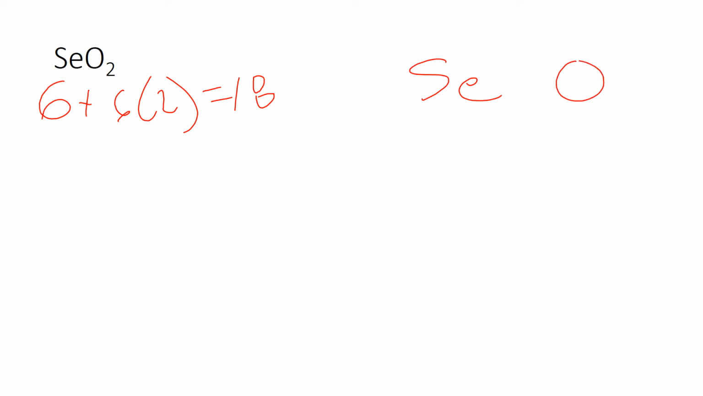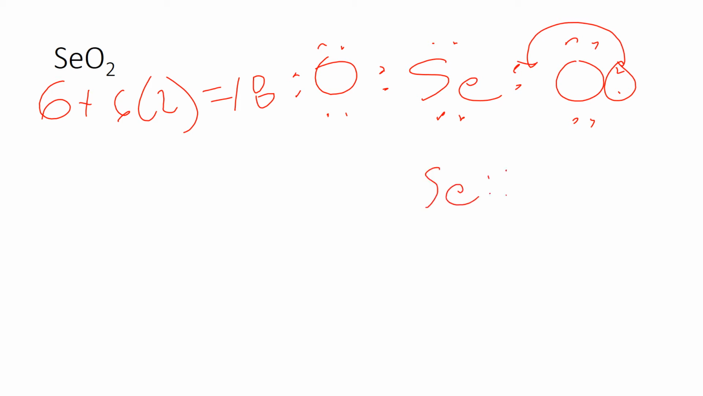Selenium's the less electronegative, we'll put that right there. So let's just do it. 2, 4, 6, 8, 10, 12, 14, 16, 18, and 20. So that's not going to work. So let's take this one right here and move it right there. So essentially what we're going to have is a double bond right here. Boom, boom. We have this right here, and this right here. Oxygen, oxygen.